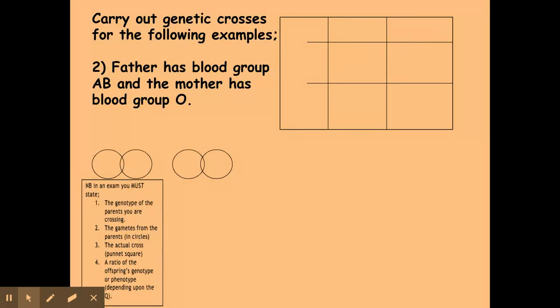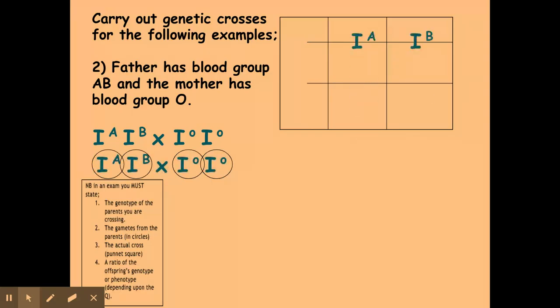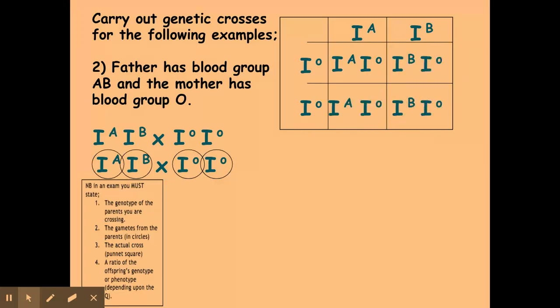The next question was asking for a father that has a blood group of AB and a mother that has a blood group of O. So the genotypes for these parents are as so. I then need to draw out the gametes that are possible from these genotypes, which are listed there. I then put them into my cross, into my Punnett square, and complete the cross. And then last of all, I need to do the ratio. So I've got 1 to 1, A to B for this particular example.